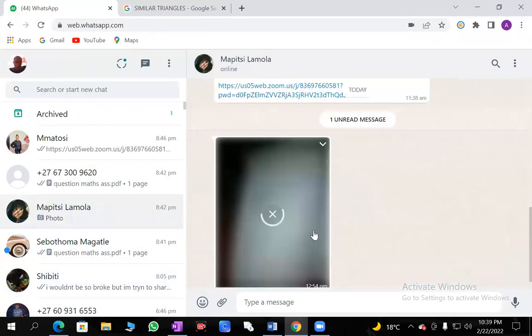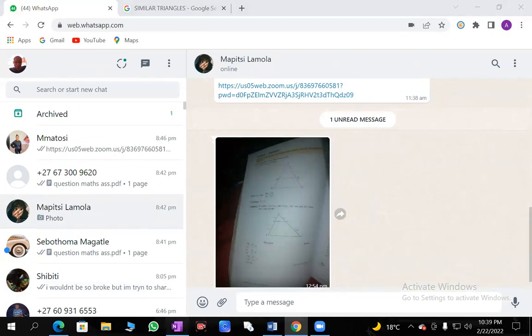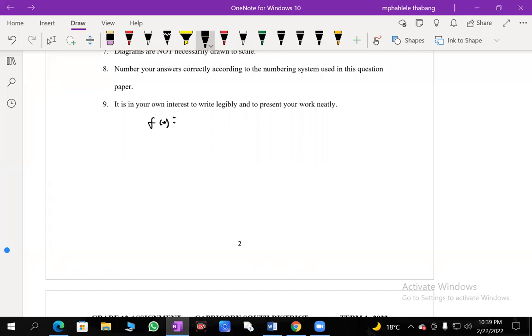Say f of x is equal to 2 sine of (x minus 30) plus 1. Close bracket, plus 1. Sharp.